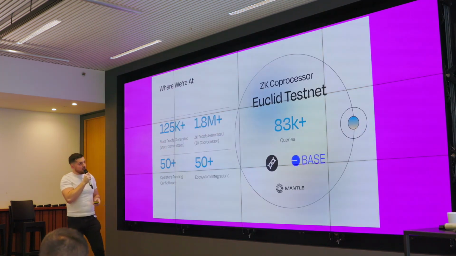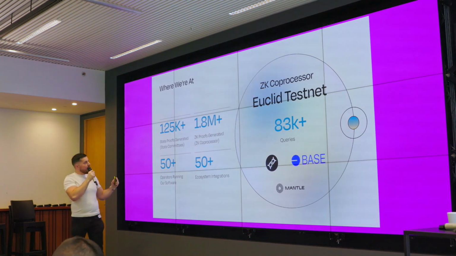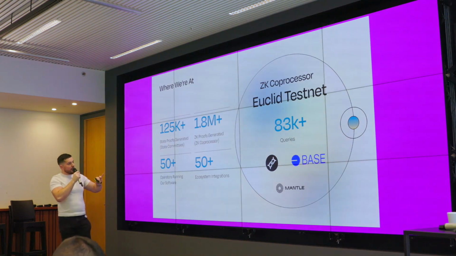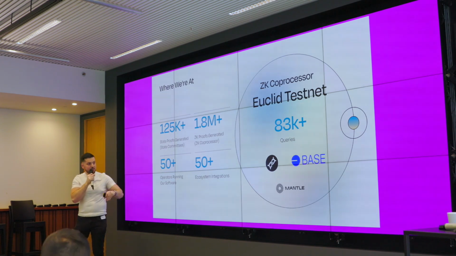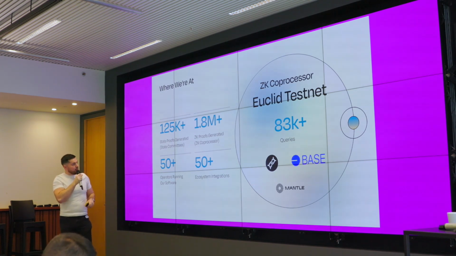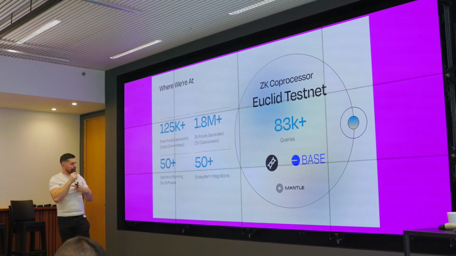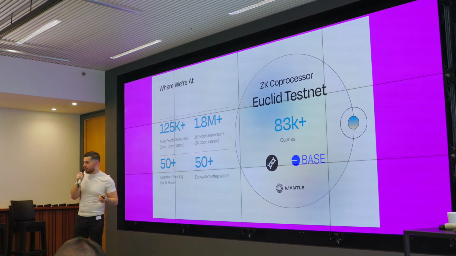And so to talk a little bit about Lagrange as a company, hopefully I haven't bored everyone here out of the room. So we have generated over 1.8 million proofs, should be about 2 million proofs very soon in our network. We've served 83K queries across 4 chains, Frax, Base, Mantle, and Ethereum. We've generated a number of state proofs on our network as well, and we're integrated with over 50 projects currently, and we have over 50 operators running our provers.